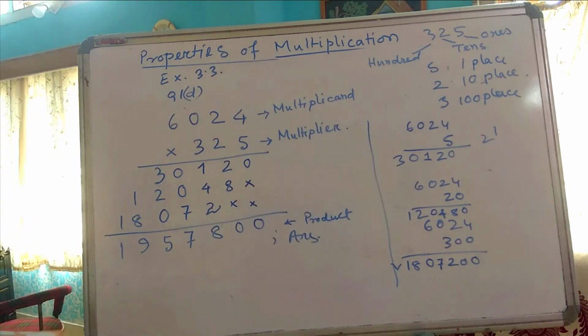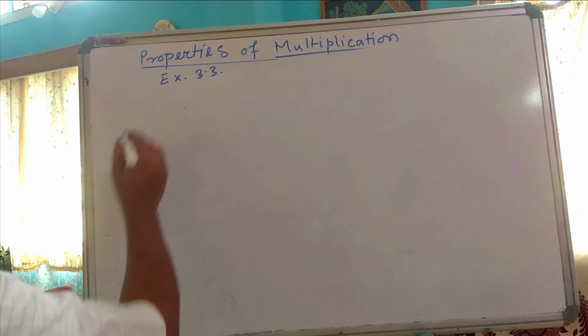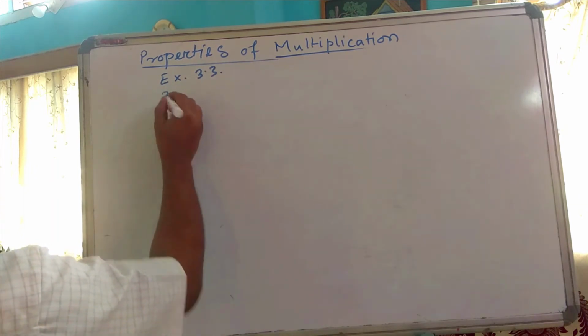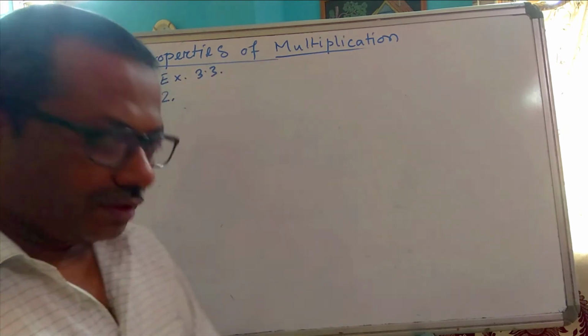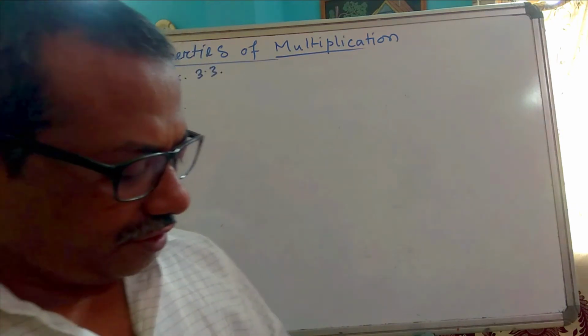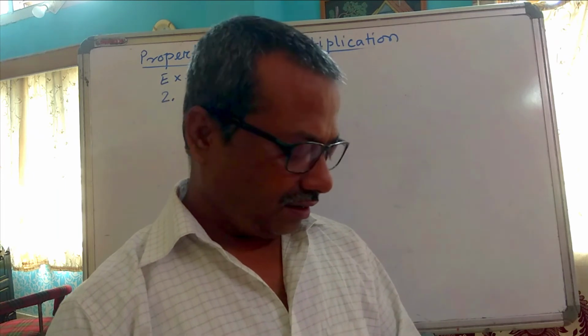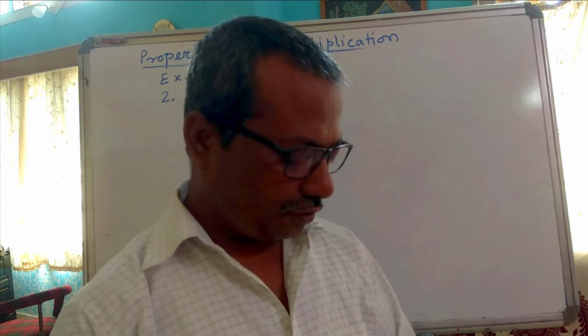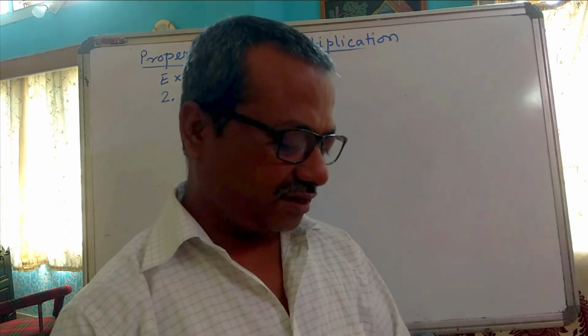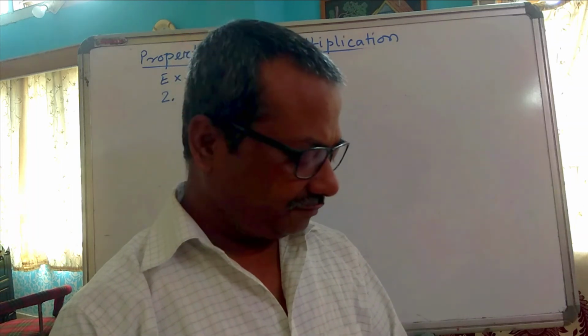Is it clear? Note it down. Now I am moving to the next question. Question number 2. Solve the following. Sub question number A. Read the question thoroughly 3-4 times and try to understand the question.